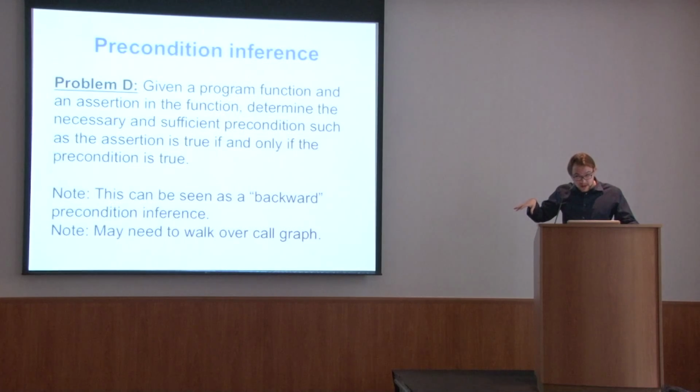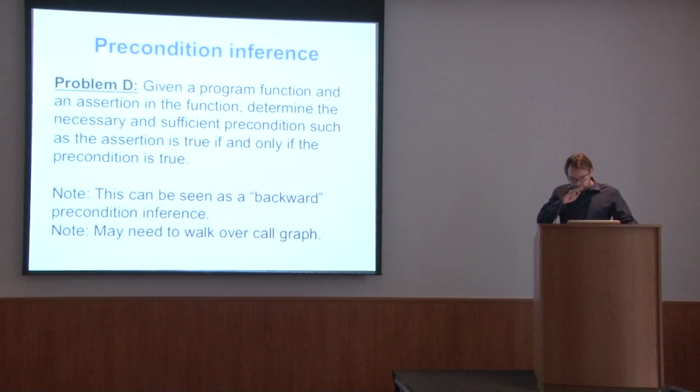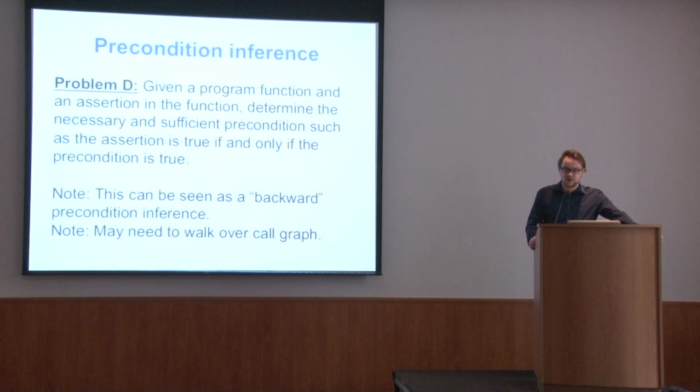So at the very beginning, if you remember, we had a very forward kind of vision of things where we say, okay, I start at the initial state, I go down the program, I'm going to try to explore the program like that. Here, precondition inference is the equivalent of that, backward. So you have an assertion, and you want to know, what are the inputs of the program that I need to give in order to reach this assertion and make it false.